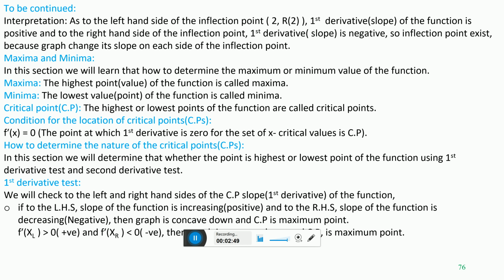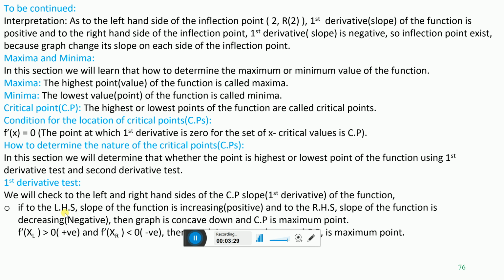To determine the nature of the point, whether it is the highest or lowest point, we can use different tests. The first test to determine the nature of the critical point is called the first derivative test. What is the first derivative test to determine that this point is the highest point or lowest point? That test is this.